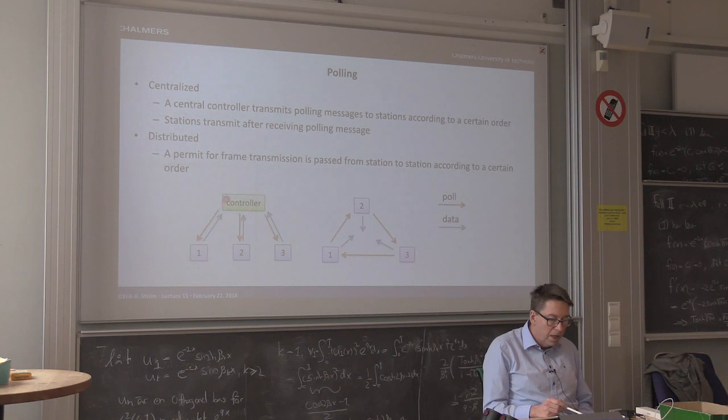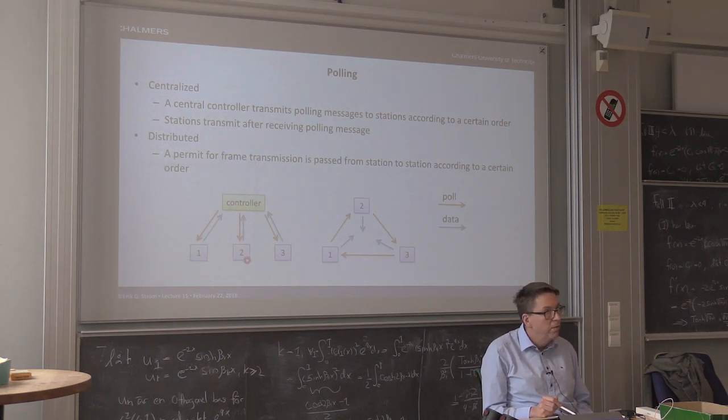So the controller first asks station number 1, do you have any data? And then station number 1 says, no, I don't, or yes, I have, and here's the data. Then the controller asks station number 2, do you have any data to transmit? And it says yes or no. If it's yes, then it transmits its data. If it's no, it doesn't. It just sends a control message back to the controller.